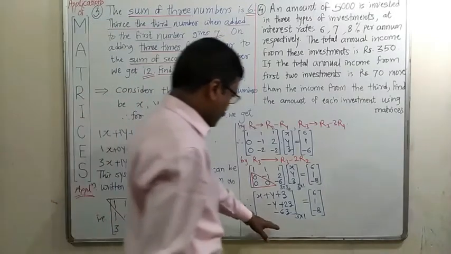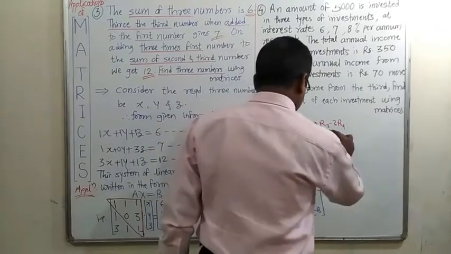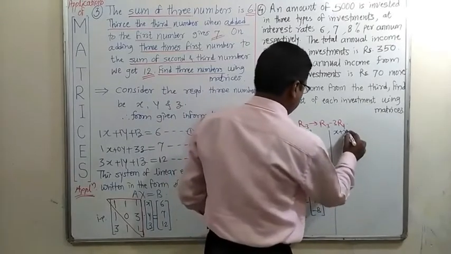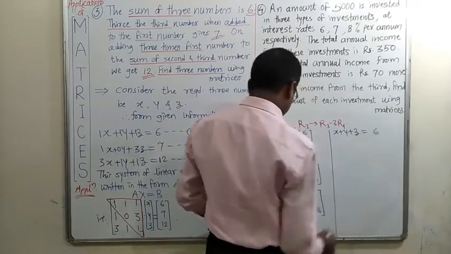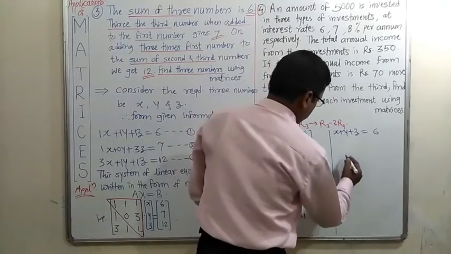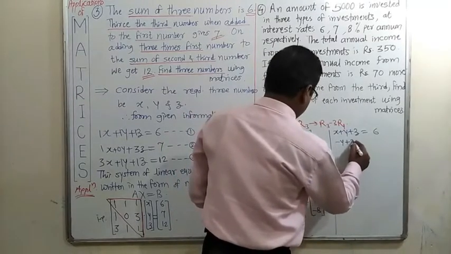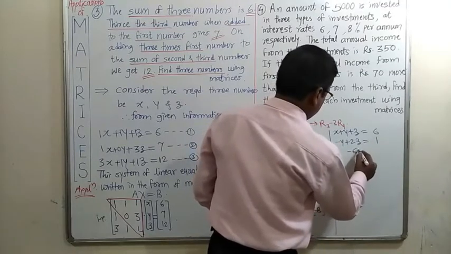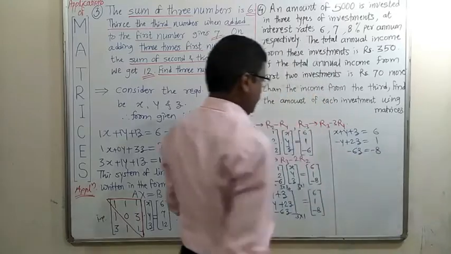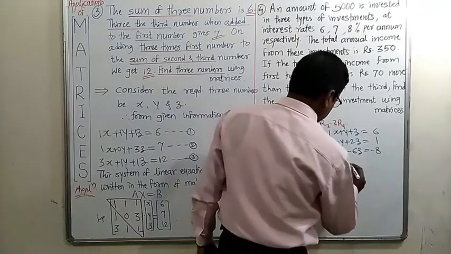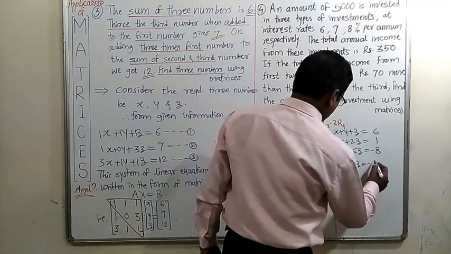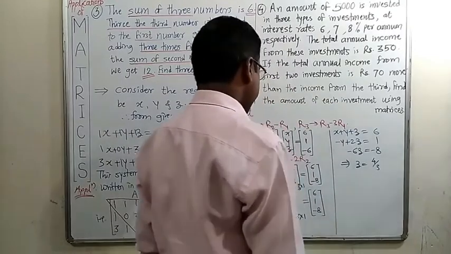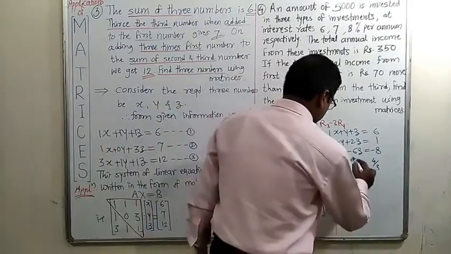Then by equality of these two equal matrices, we can write 3 linear equations: x plus y plus z equal to 6. Second equation is minus y plus 2z equal to plus 1, and third equation minus 6z equal to minus 8. From this we get z equal to, sorry, plus 4 by 3. This is the value of z.